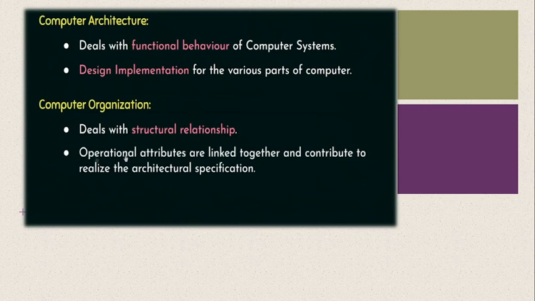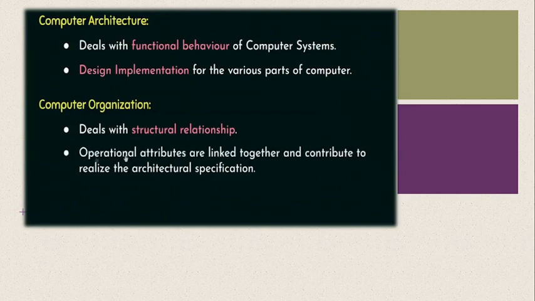That is called computer organization. Operational attributes are linked together. It speaks about links and relationships, okay? Operational attributes are linked together and contribute to realizing the architectural specification. Computer organization contributes to realizing the architectural specification, which was designed in computer architecture.